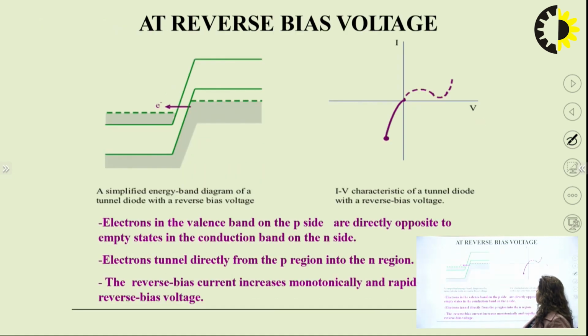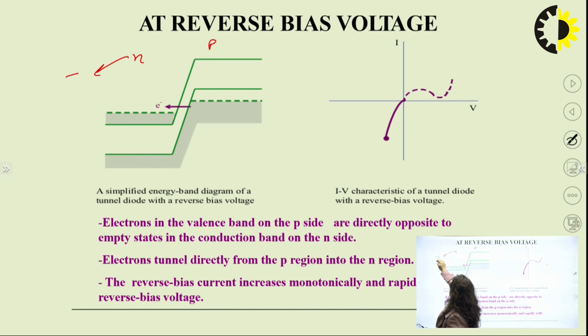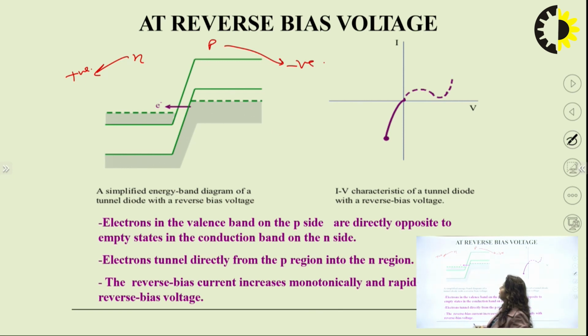So at reverse bias voltage, what will happen when we provide a reverse biasing? When we provide a reverse biasing, this is N side, this is P side, this will be connected with positive and this will be connected with negative. So there will be attraction towards the terminals. The electrons will move towards the positive side and the holes towards the negative side, and there will be no crossing of electrons at the junction.